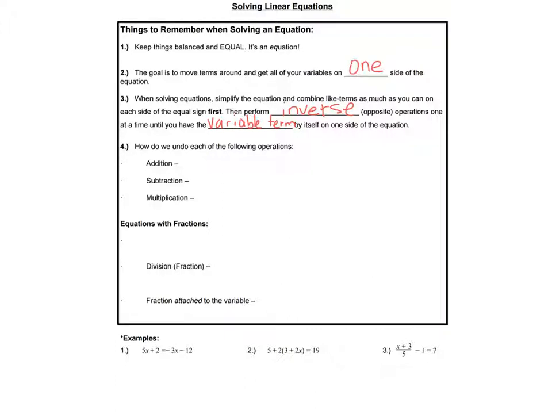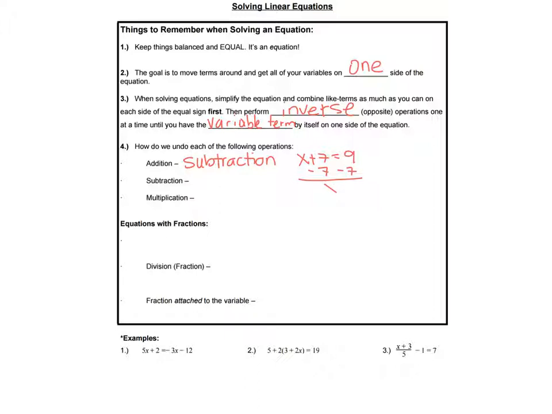So let's remind ourselves how we undo the following operations. So the inverse of addition would be subtraction. So if we had an equation like x plus 7 equals 9, you would solve it, you would undo the addition by doing subtraction. Subtraction would be the inverse operation.